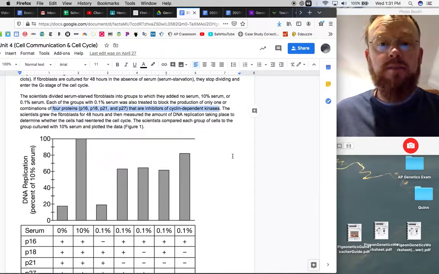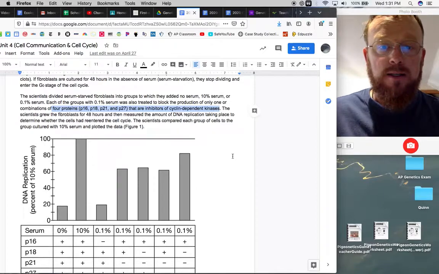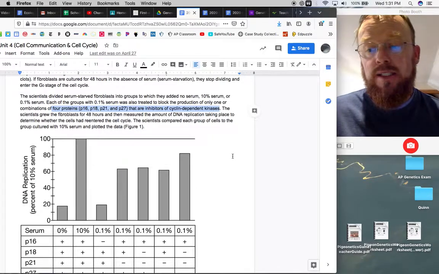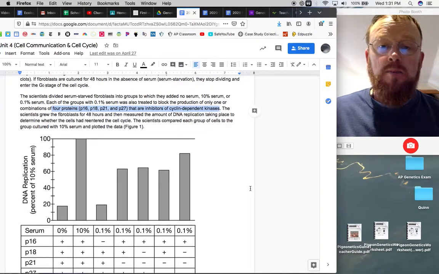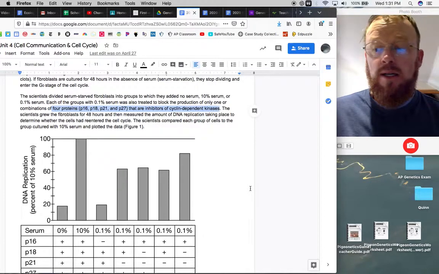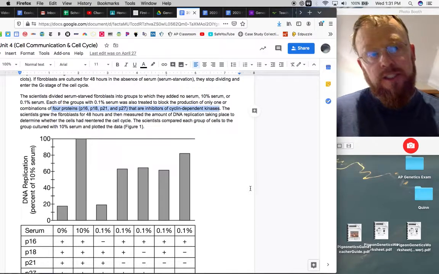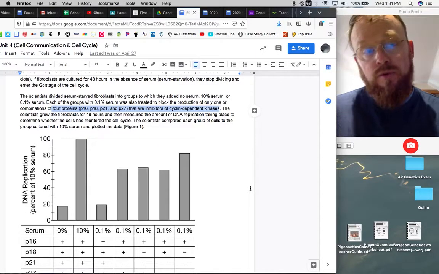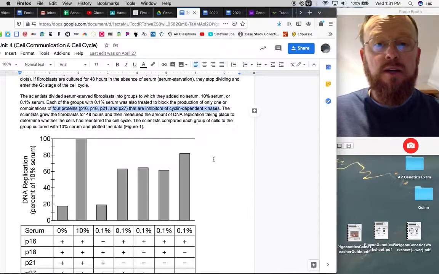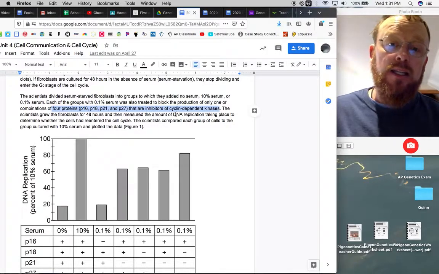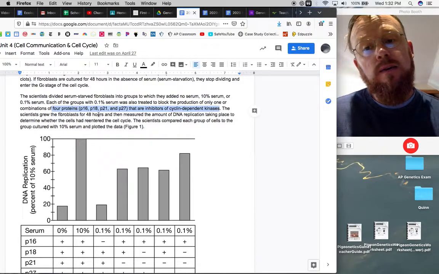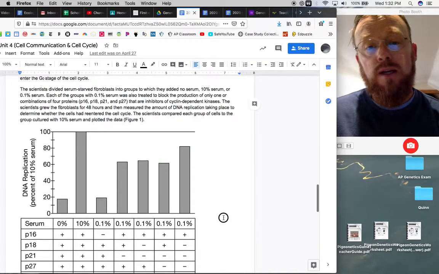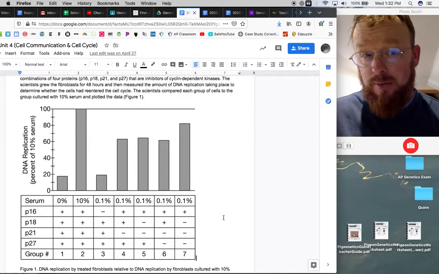Okay, so cyclin-dependent kinases, you may remember, become part of the CDK cyclin complex. When that complex is created, it initiates the cell to move through the stages of mitosis. Okay, so these proteins inhibit cyclin-dependent kinases. So we would think that when they are present, they would stop the cell cycle from moving forward. Anyways, so those are some of the things that are being tested here.